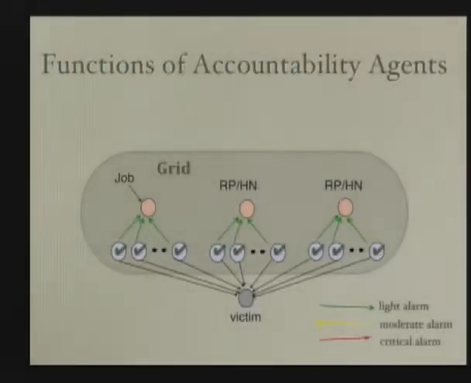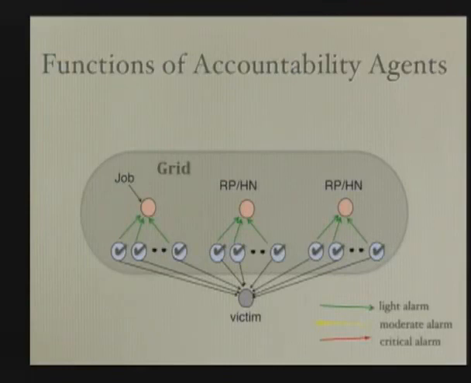This is the visualization of the three steps. If the anomaly is detected at compute nodes, like here, where the blue nodes denote the compute nodes, then agents located at compute nodes raise a light alarm to predecessor nodes. In this case, the predecessor node will be a resource provider or a head node.